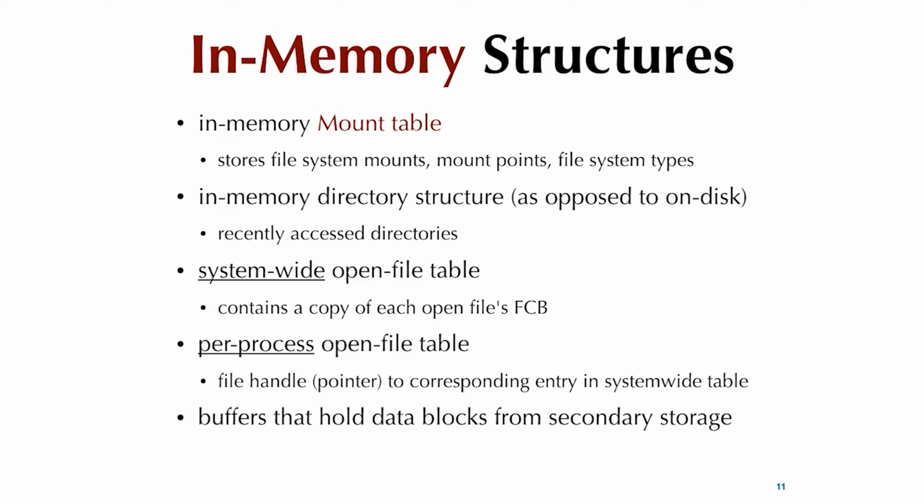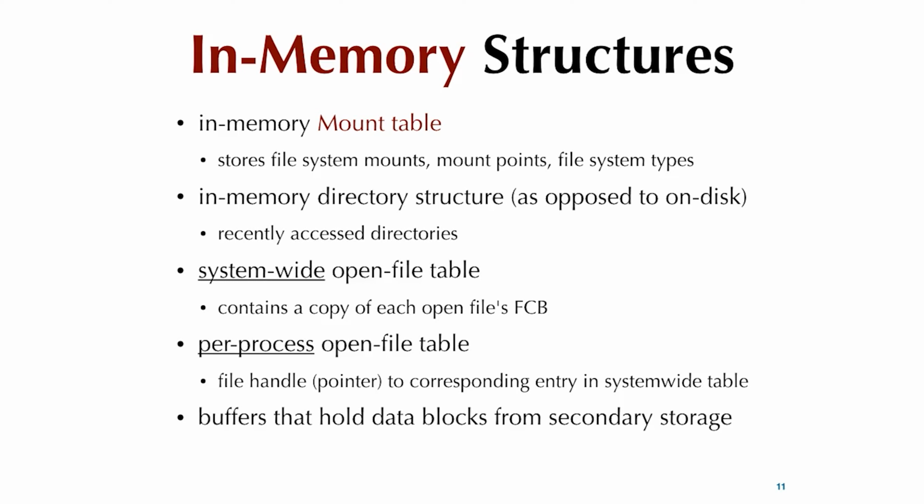That is one where, as you call the open system call to open the different files, then each time it's open, the state information is kept in this system-wide table. So one OS, one system-wide open file table. Okay, so different processes may request it, but the OS keeps track of all of them in one place. So it contains a copy of each open file's file control block.